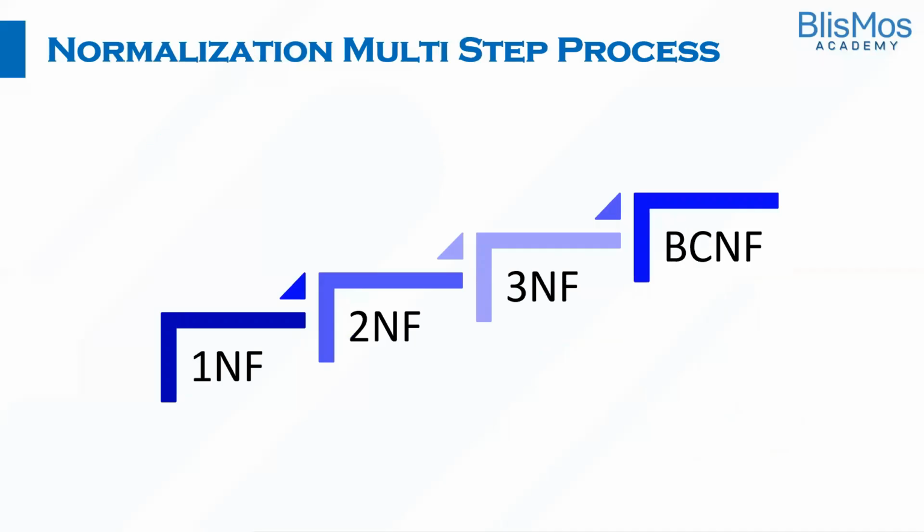Normalization is a multi-step process which will put the data in a tabular form to remove the duplicate data. We do have different steps. We have to first go with the first normal form, then the second normal form, then the third normal form, then Boyce-Codd normal form. We do have some other normal forms, but we'll restrict ourselves to these four normal forms to perform normalization. Let us understand all these things as a part of our subsequent videos.